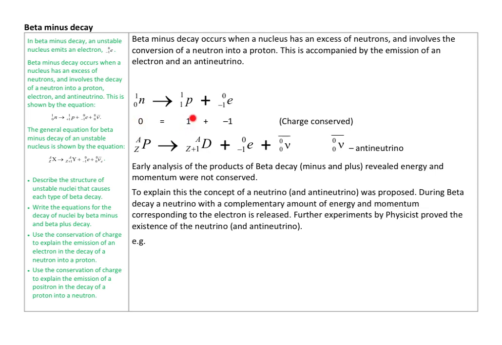We produce a proton, which has a +1 charge, and an electron that has a -1 charge. 1 plus -1 equals 0. So charge is conserved. All good.